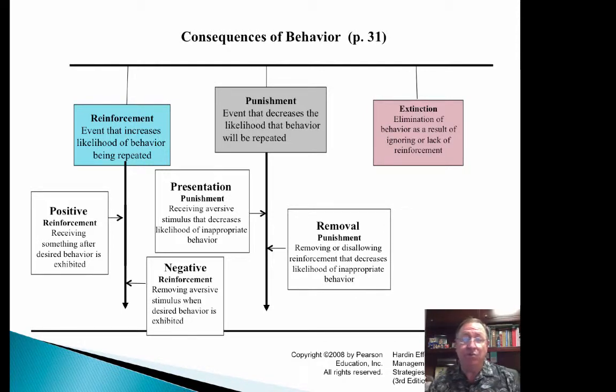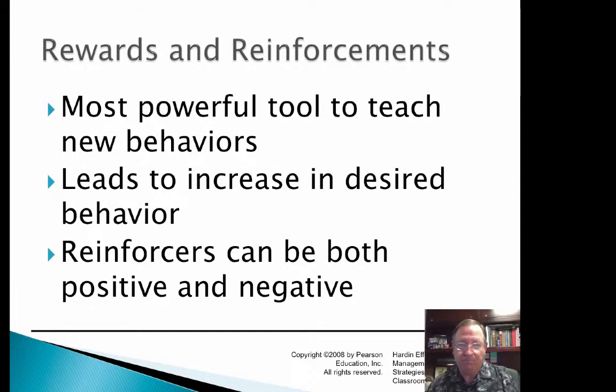And then, of course, the last one on the end there is extinction. It says if you ignore it long enough, it'll go away. Okay, these two methods, rewarding and reinforcing, are the most powerful ones to teach new behaviors. Now, that doesn't necessarily mean they're always the right ones to use. However, the research says it leads to an increase in the desired behavior, and that the reinforcement, or consequence, if you will, can be both positive and negative.